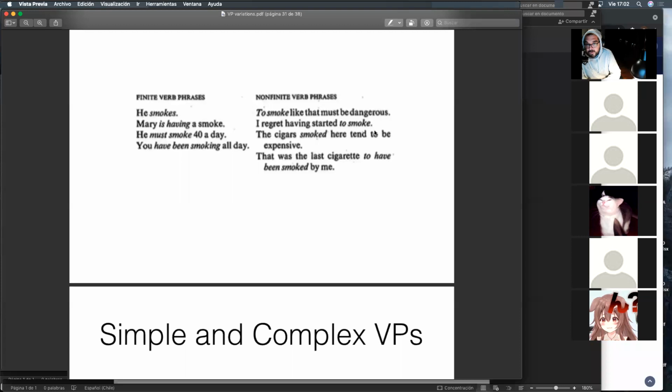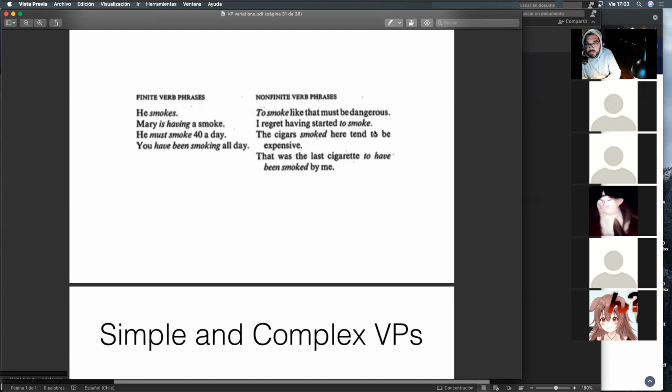Non-finite verb phrases, for example, to smoke like that must be dangerous. There you have to smoke, right? To smoke would be the verb phrase is non-finite because it is built by the to infinitive verb to smoke.